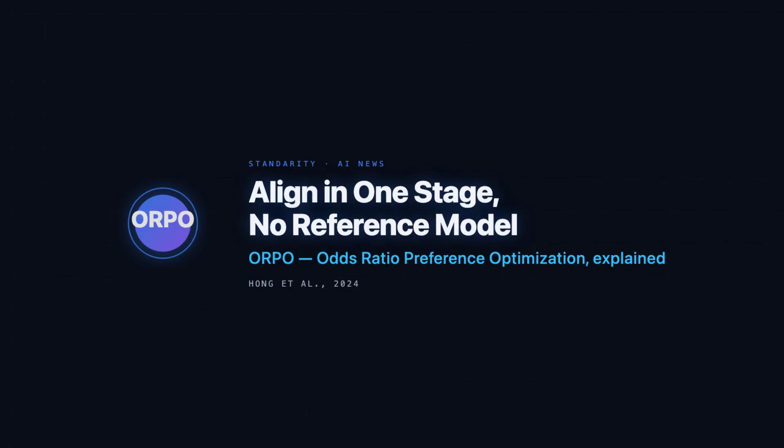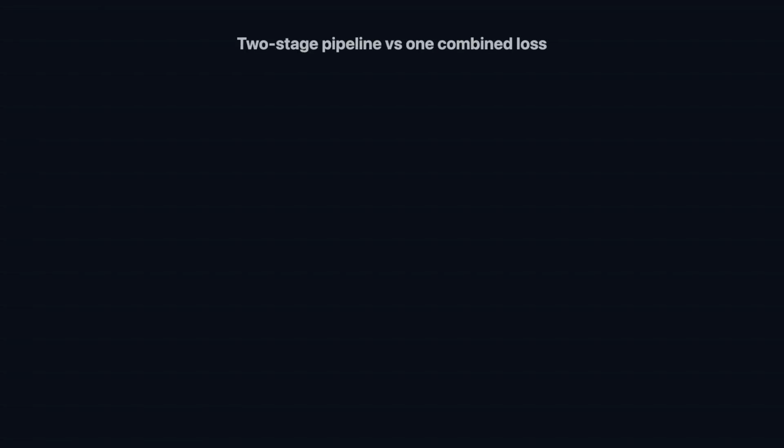It stands for Odds Ratio Preference Optimization, from Hong and colleagues in 2024, and today we're unpacking how it aligns a model in a single stage with no reference model at all. So let's start by lining up the usual pipeline against what ORPO proposes side by side.